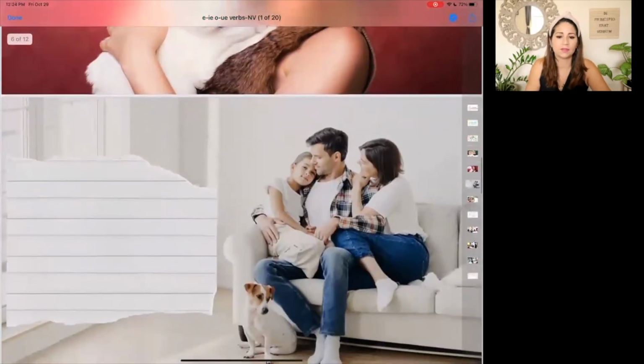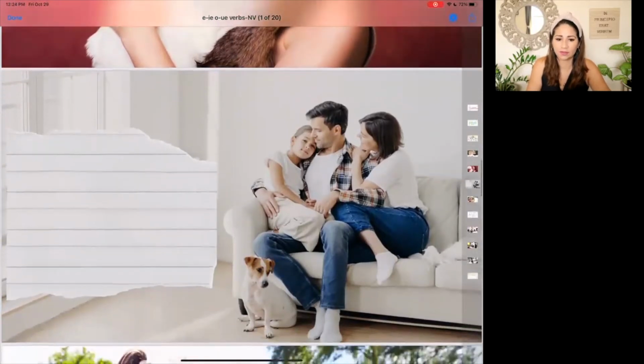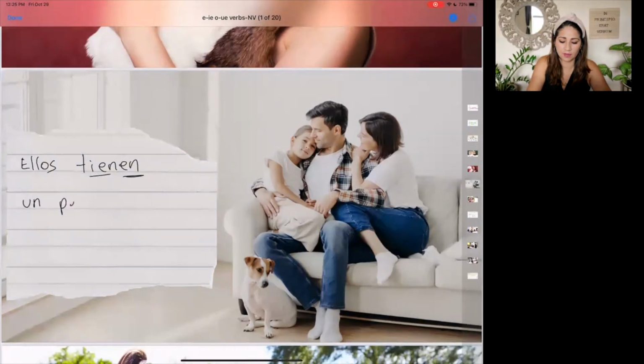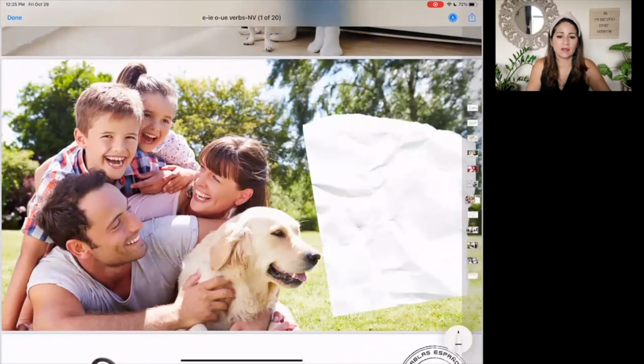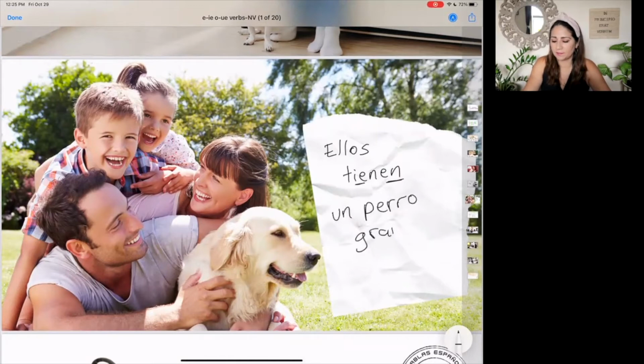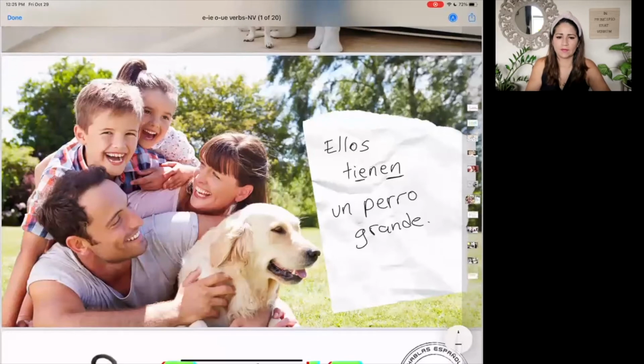Okay, now this is a family, so we're gonna say ellos, they. They have a small dog here, as you can see in the picture. So ellos, the verb is tener, tienen, and for ellos, ellos tienen un perro pequeño. And in this picture, this family, they have a big dog. So let's say ellos tienen, again, the ending still has to agree with the subject and the stem change, of course, we cannot forget. So ellos tienen un perro grande. Un labrador, I think, if I'm not mistaken.